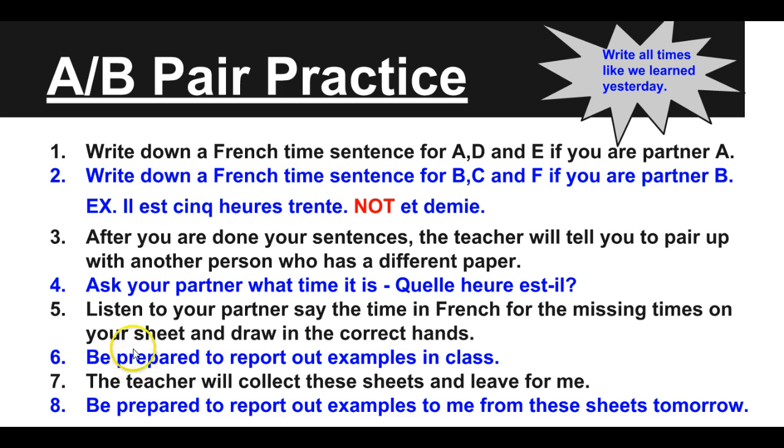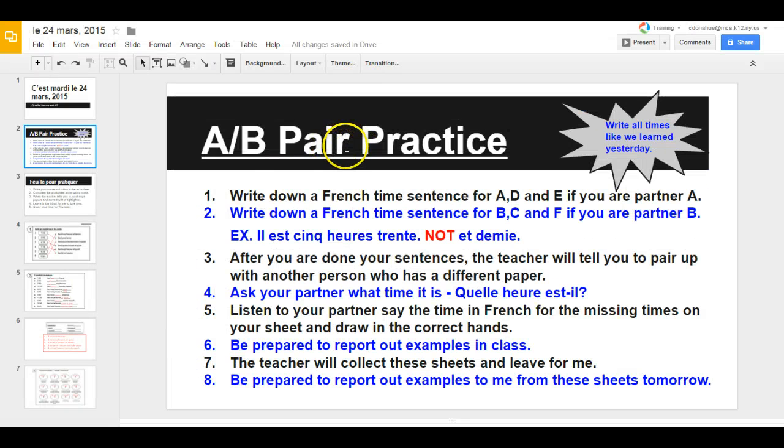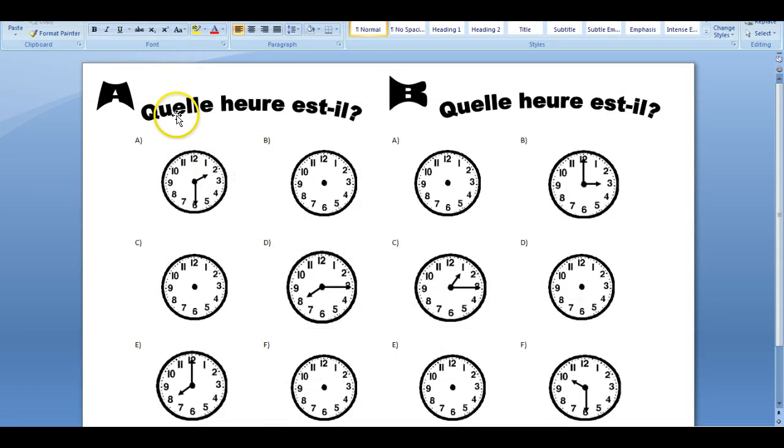Half of you will receive an A paper and the other half will receive a B paper. If you have the A paper, I want you to take clocks A, D, and E and write a sentence for the time below each clock, starting with il est, and use your note sheets and your number sheets to help you. I want you to also just use the minutes past. Do not use a quart, a demi, or moins le quart. Practice like we learned yesterday.